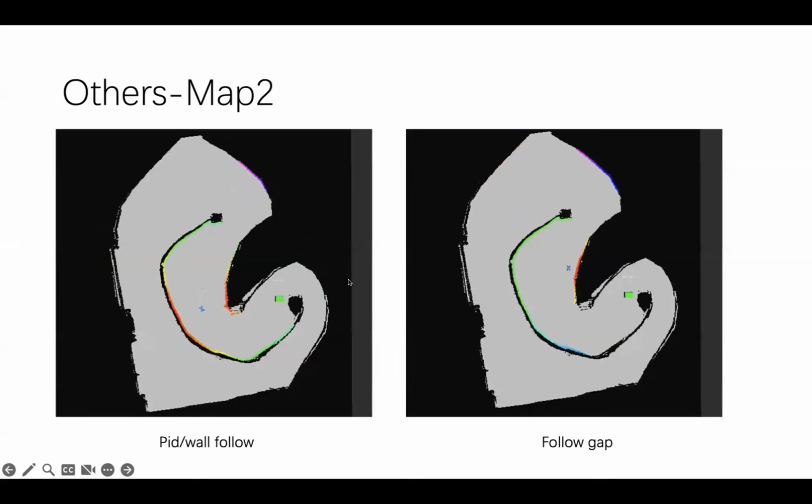We also put the car in map 2. We find that PID and wall follower work for this map, but follow gap failed.